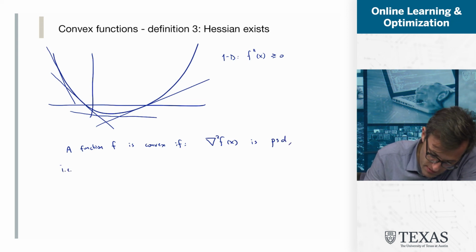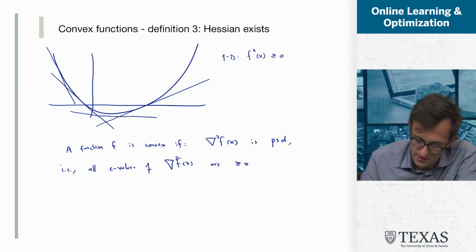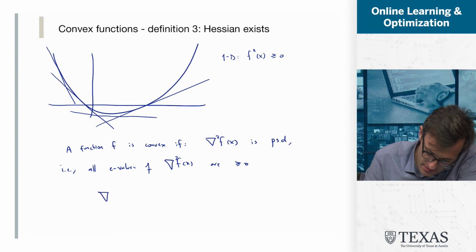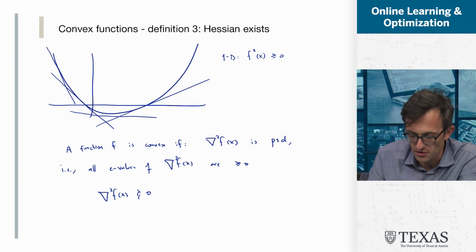In other words, all eigenvalues of this are greater than or equal to 0. And sometimes for shorthand, we denote that a matrix is positive semi-definite by this thing that looks like an inequality but is, well, this notation here.